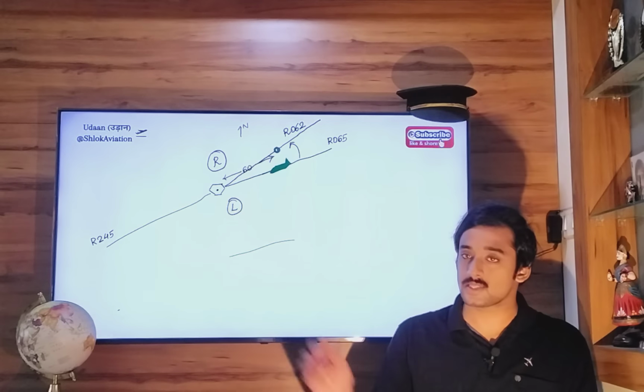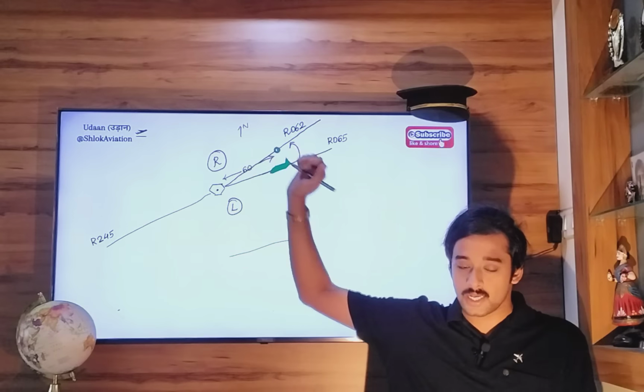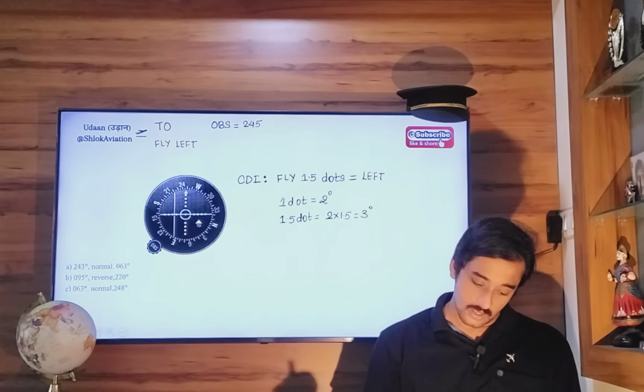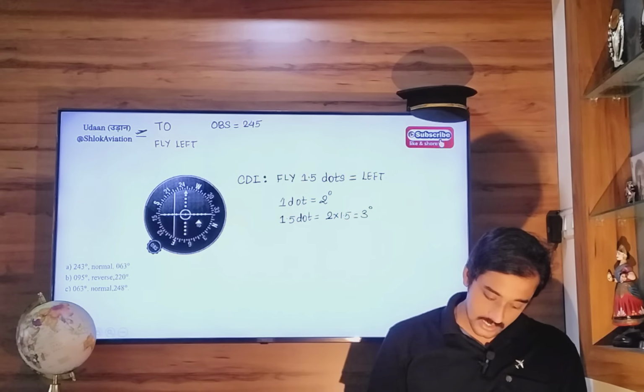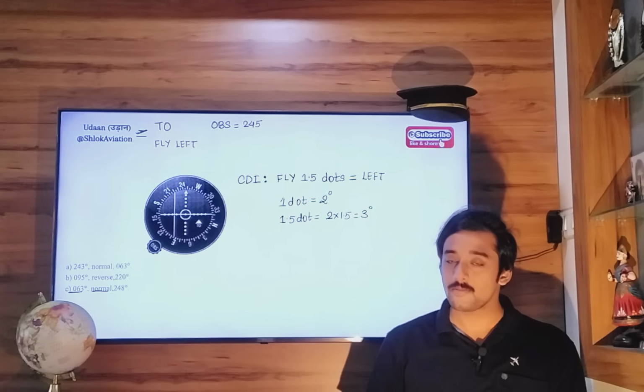Since it's to the left hand side, going left, directions decrease, right? And so that's it. So you are currently on radial 063. The sensing is normal.